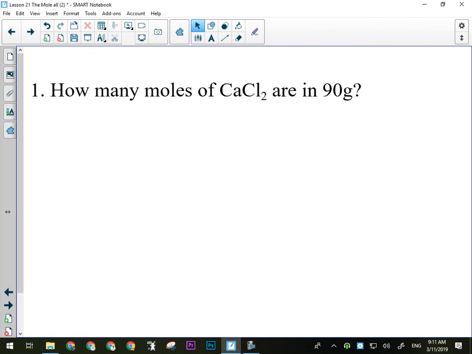So last week, on Friday, we talked about the mole. Just a quick review of what the mole is. The mole is a unit of measurement. It represents a specific number of particles. It is the same for any material.